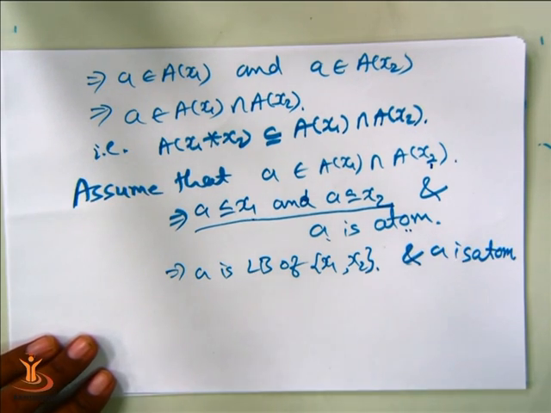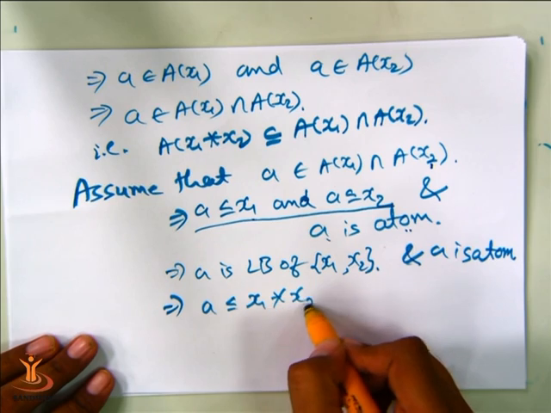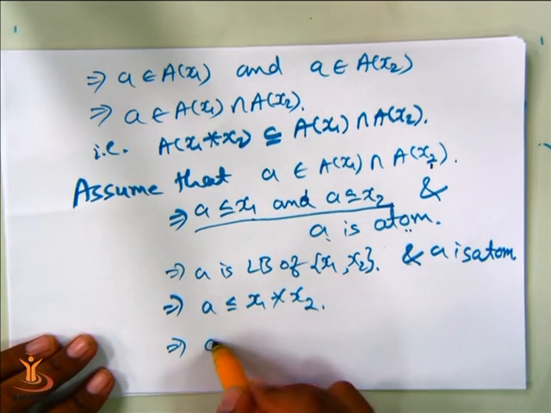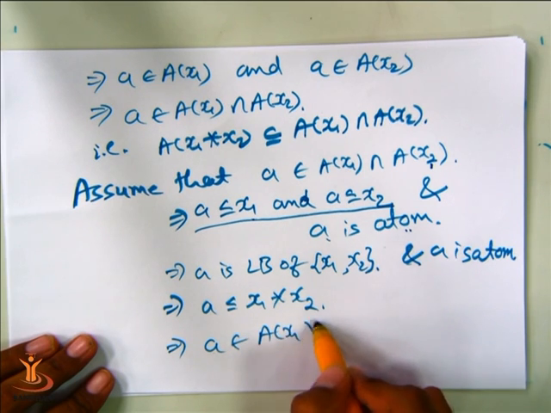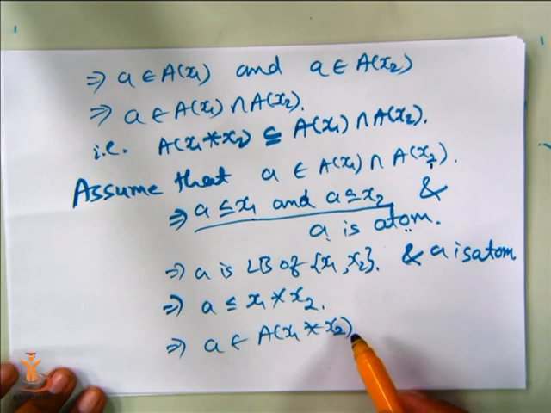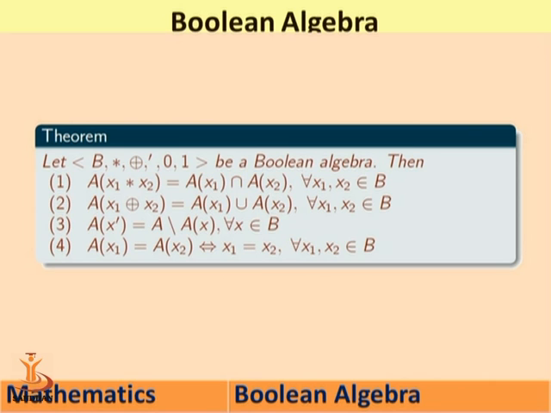Right. So this implies we have A is less than or equal to x1 star x2. And this implies A belongs to A of x1 star x2. So here we have the second claim proved, and therefore our first part is proved. Now the next three exercises can be proved by the same terminology.